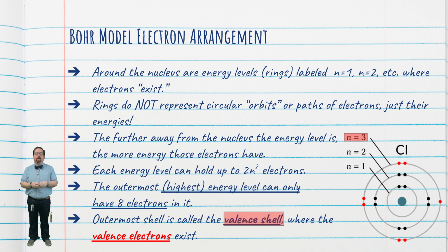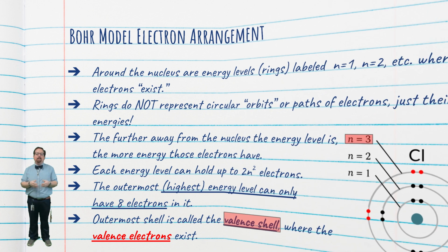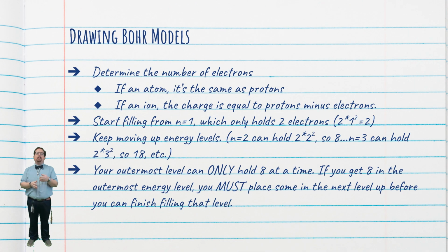This is important information because knowing how many valence electrons an atom has and in what level those valence electrons are can tell us a lot about how that atom will bond with other atoms or what row in the periodic table that element's in. So here's how you use this information.